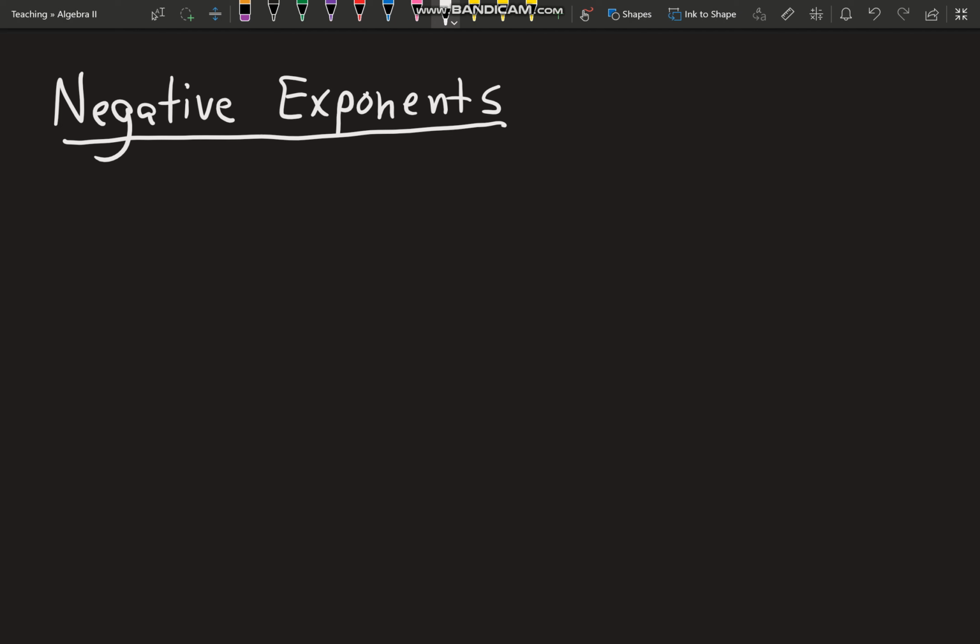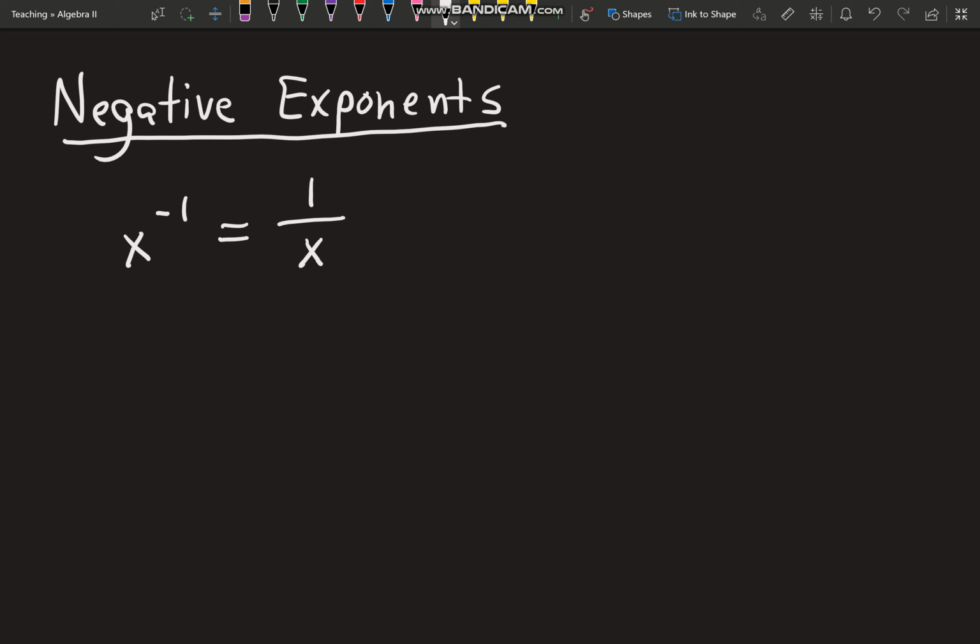So let's say we've got something like a variable, x, and it's to the negative first power. So that's a negative exponent, right? And everything we've dealt with so far have been polynomials, which have been positive exponents. We haven't seen any negative exponents. So we want to be able to rewrite this as a rational expression. So x to the negative first power is the same thing as 1 over x to the first power.